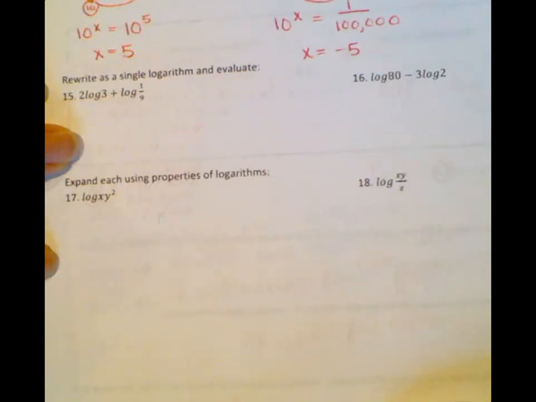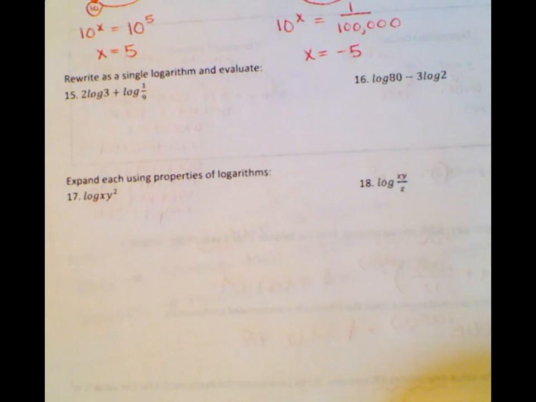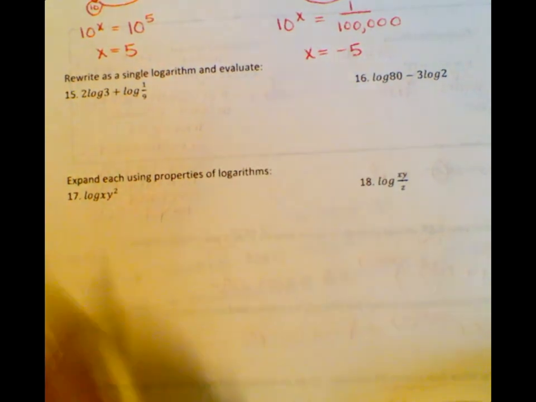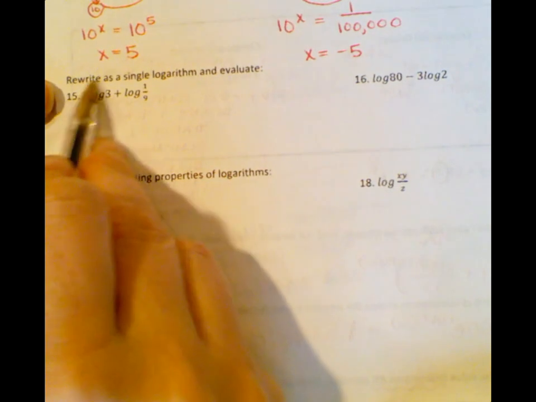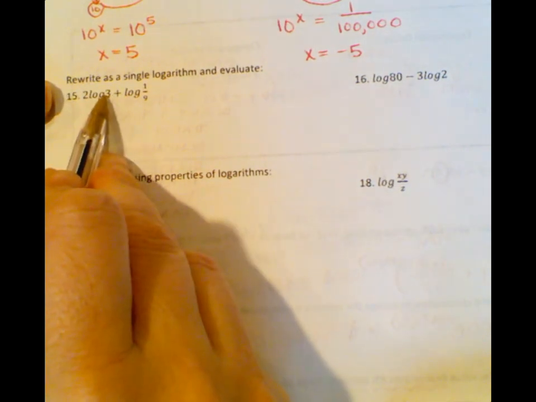Now what we're going to do first is rewrite these as a single logarithm. So really, we're going to squish it. We're going to write it with just one log. So first thing I'm going to do is, you see this little 2 right here? I'm going to back him up because the 2 is actually the exponent. So I'm going to back him up first. So 3 to the 2.